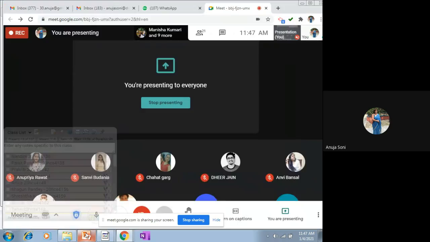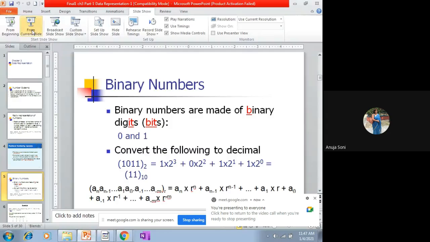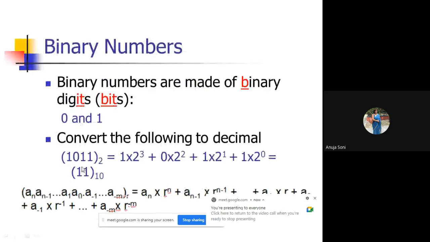So I'm switching back to the PPT for the same question. This is the question. 1011 having a base as 2. It needs to be converted into the decimal form. We are applying the formula, and the very first digit 1 will be multiplied by 2 raised to power 0. 2 is the base in this case.